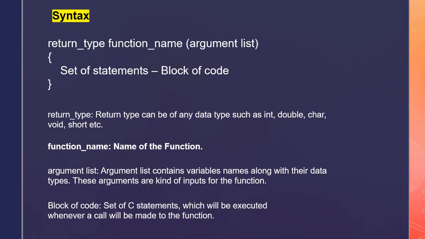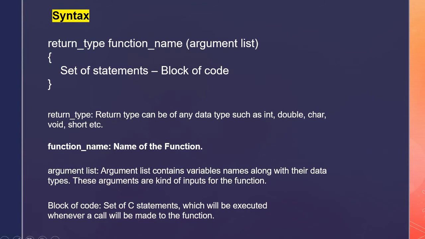Syntax. The syntax for writing a function is first the return type, then the function name, the argument list included between brackets, then curly brackets starting. The set of statements should be enclosed between these two curly brackets. The return type is the type of value returned by the function. The function name is a normal user-defined name. The argument list holds the arguments which we pass from the calling area to the called function, and the set of statements to be executed should be enclosed between the curly brackets. The return type can be of any data type such as int, double, char, void, short, etc.